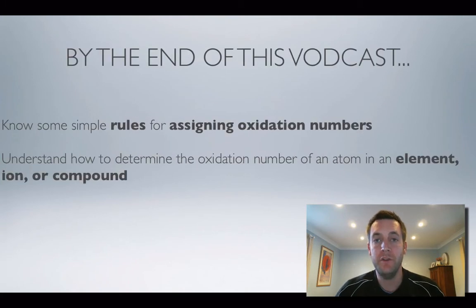Now, hopefully by the end of this film, you'll be able to assign an oxidation number to an atom. So you'll be able to look at a formula, whether that's for an element, a compound, or an ion, and you'll be able to decide what oxidation numbers the atoms in that formula have.